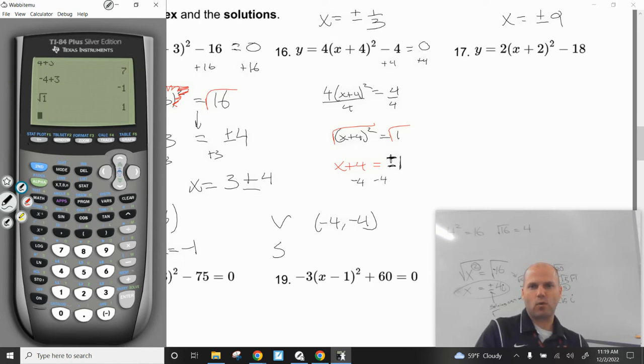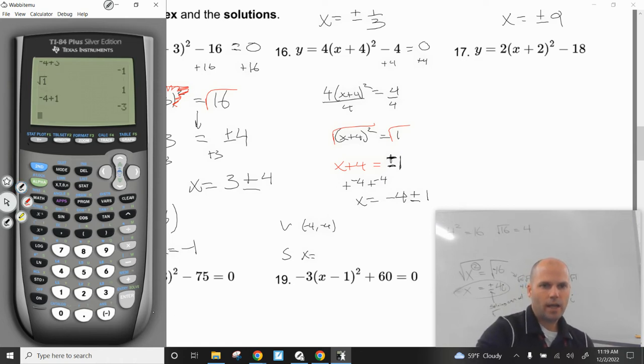Now, when I subtract 4, how it's going to look in the standard form is negative 4 plus 1 and negative 4 minus 1. I know we're subtracting 4, but know that subtracting 4 is the same as adding negative 4. I got to write a little bit smaller here. So the vertex was at negative 4, negative 4. And here are my solutions. Negative 4 plus 1 and negative 4 minus 1. X equals negative 3 and x equals negative 5.